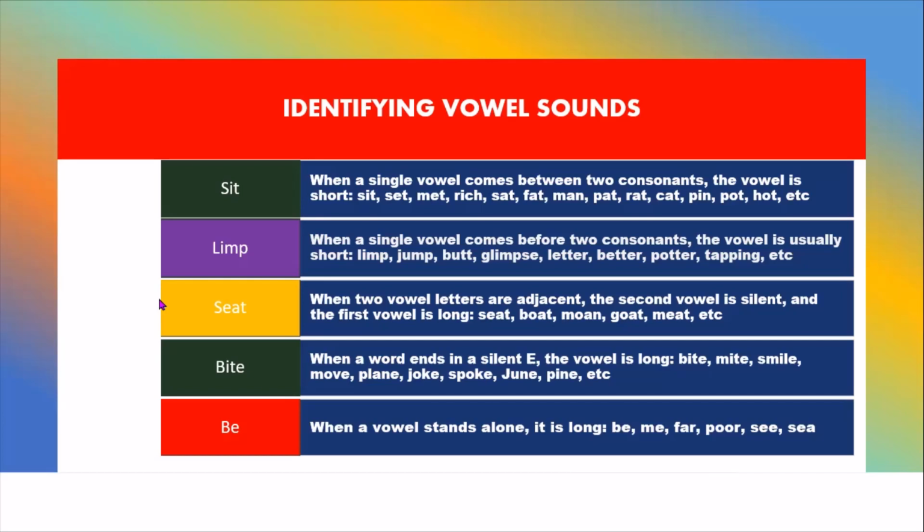Now, the last rule here is when a vowel stands alone, it is long, and that's what you have in be. After B, E stands alone, and so it's a long E. Other examples are me, far, for, see, and see. It's now time to begin to unveil the vowel letters and look at their sounds. So let's take a comprehensive look.